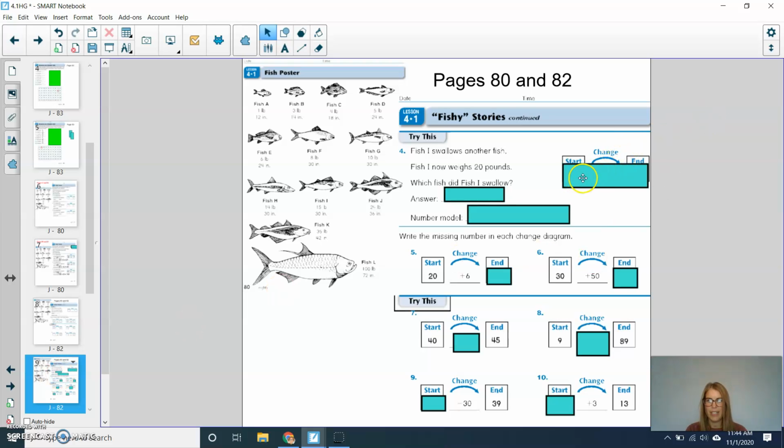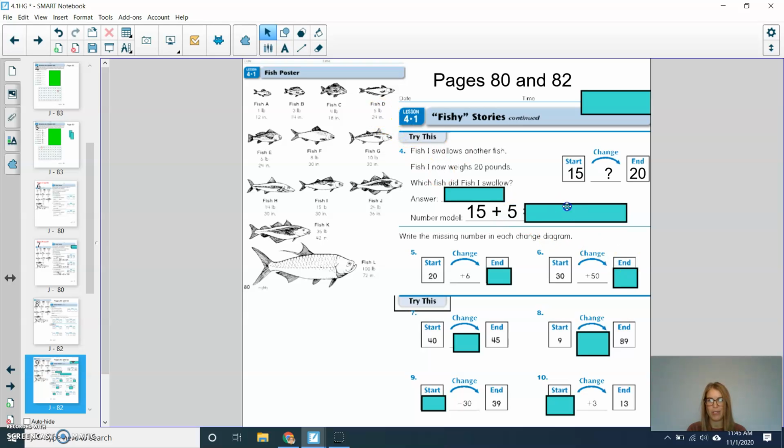All right, second graders. Fish I is what I'm starting with, and fish I is 15 pounds. Now I know that the end is 20, so I'm trying to figure out the change. I need to look and see which fish would get me to that. If I'm at 15, how much more do I need to get to 20? Plus 5. So I need to see which fish weighs 5 pounds, and I can see that fish D weighs 5 pounds. So 15 plus 5 is 20, so the answer is fish D.